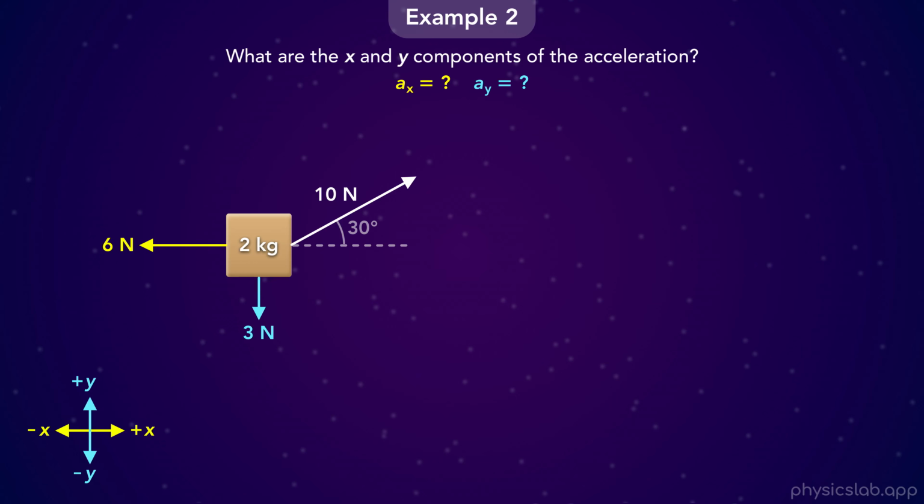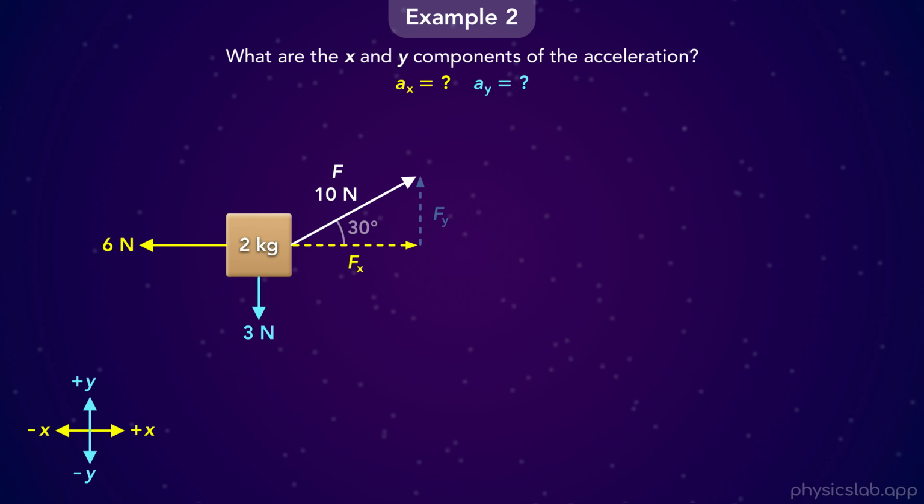But what's the direction of the 10 Newton force? Is it pointing in the x direction or the y direction? Well, it's kind of pointing in both directions. It's pointing to the right, and it's pointing up. So we have to include it somehow in both equations. Whenever we have a force at an angle, and it's not parallel to the x-axis or the y-axis, we need to find the x and y components of that force.